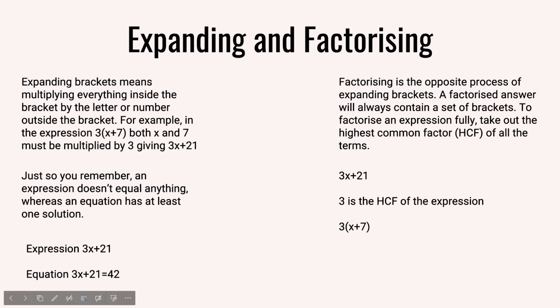Carrying on from what we already said, factorising is the opposite process of expanding brackets, and a factorised answer will always contain a set of brackets. To factorise an expression fully, we take out the highest common factor of all the terms. So, in the expression 3x plus 21, 3 is the highest common factor, as both numbers are divisible by 3, so we simply write 3 bracket x plus 7.